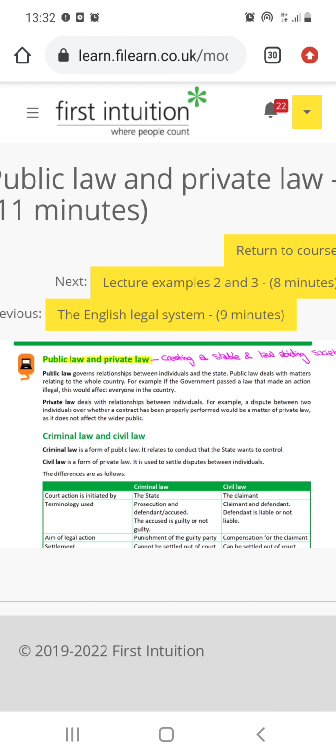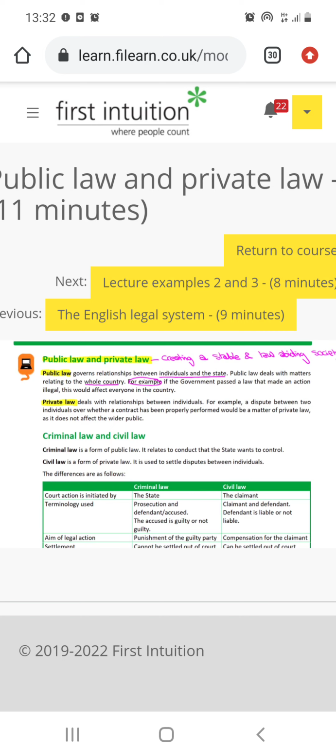Let's have a look first of all at the difference between public law and private law. Public law governs relationships between individuals and the state. Public law deals with matters relating to the whole country. For example, if the government passed a law that made an action illegal, this would affect everybody in the country.